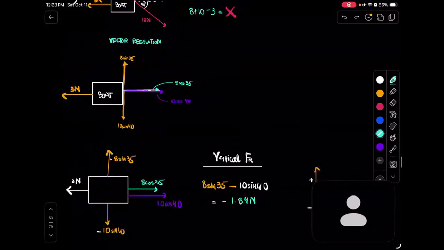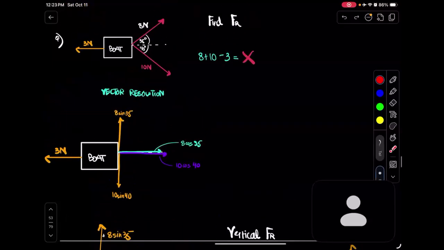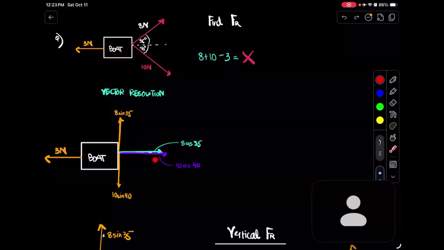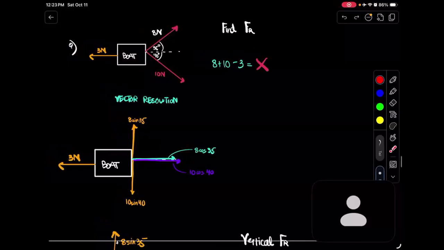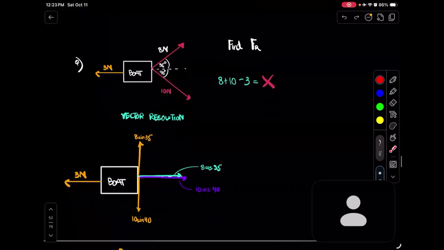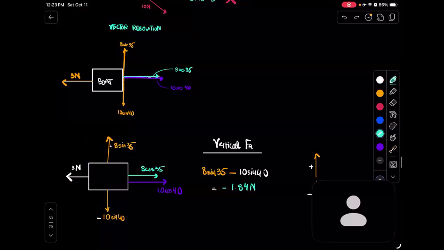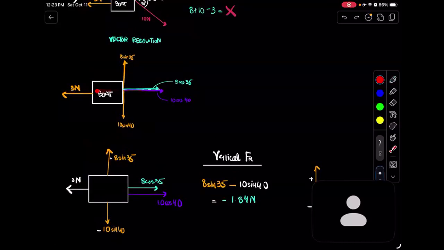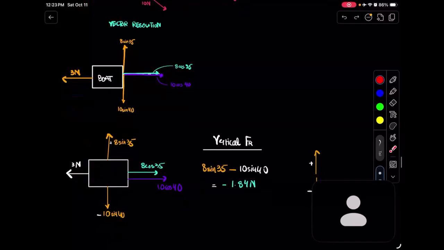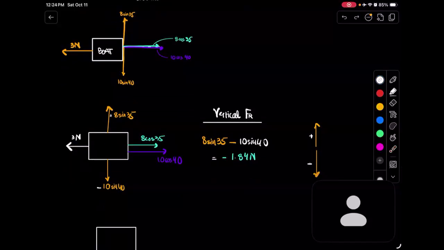So did you get it up to this point, that we broke apart the 8 Newton and 10 Newton into pieces of vertical and horizontals? Yes. So we broke the 8 Newton into its horizontal component and vertical component, and we broke the 10 Newton into its horizontal and vertical components. Now what I'm going to do is, I have both horizontal vectors and I have both vertical vectors. I am now going to find out the horizontal resultants separately, and I'm going to find out the vertical component separately.